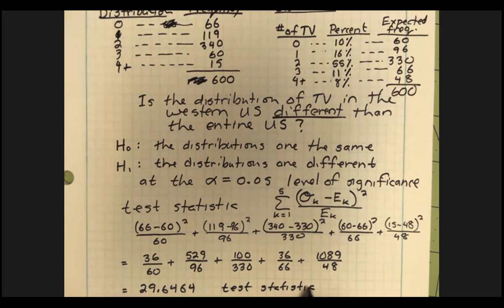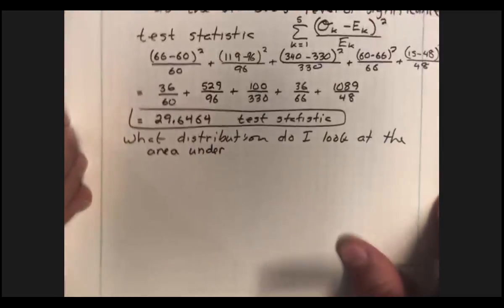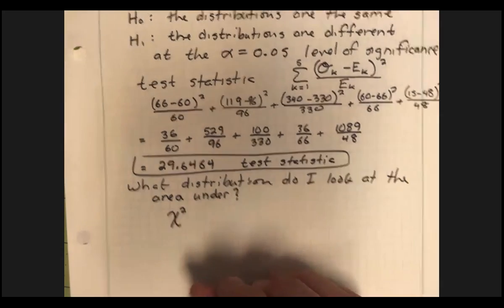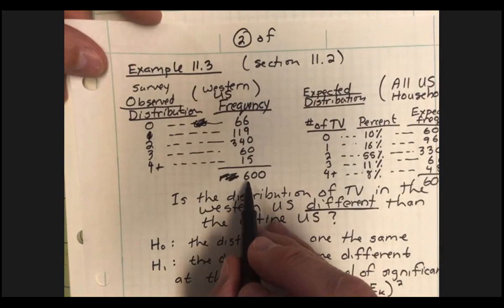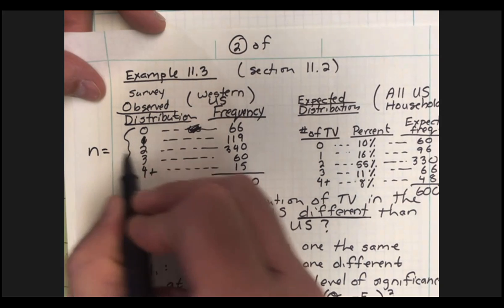I'm going to look for the area under the chi-square distribution from this point onwards. Now, what distribution am I using? What distribution do I look at the area under? Sorry, let me slide that up for you. It's going to be the chi-squared distribution. But I got to be careful about the degrees of freedom, right? Now, what is the degrees of freedom in this problem? Not the 600 households I surveyed, the number of categories minus one. So the number of categories here is five categories.